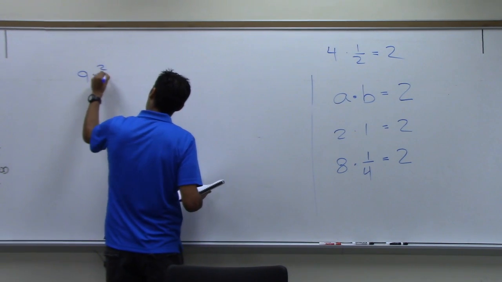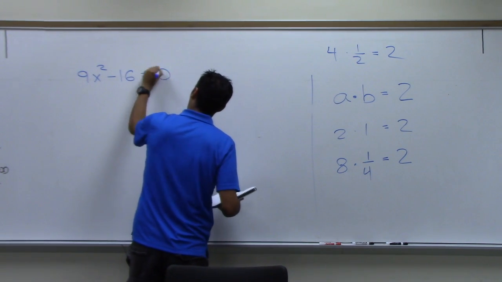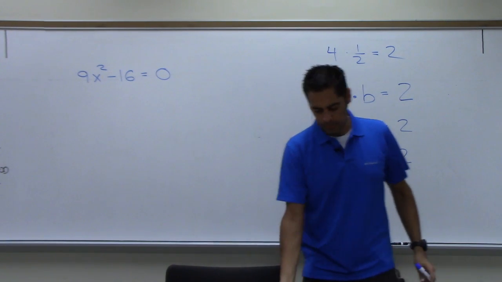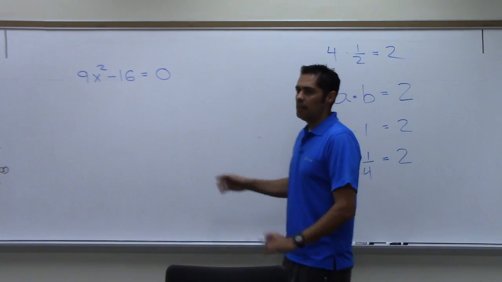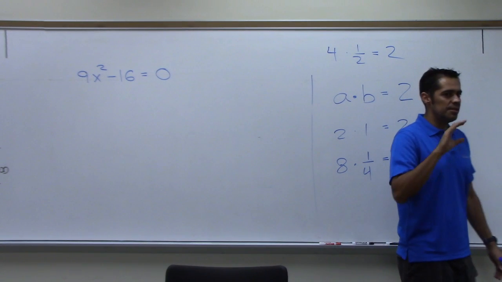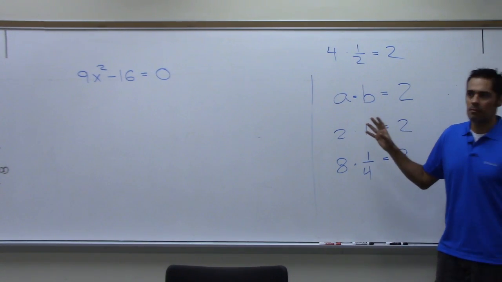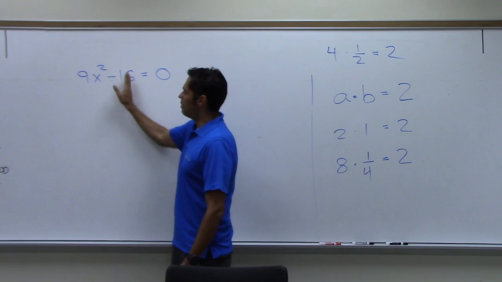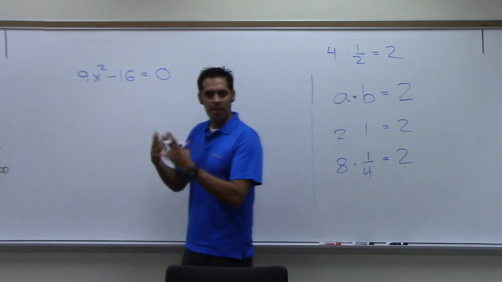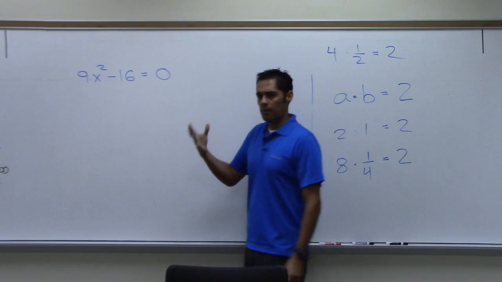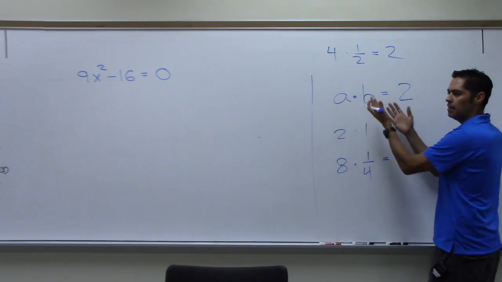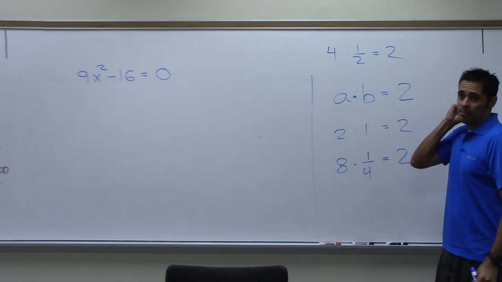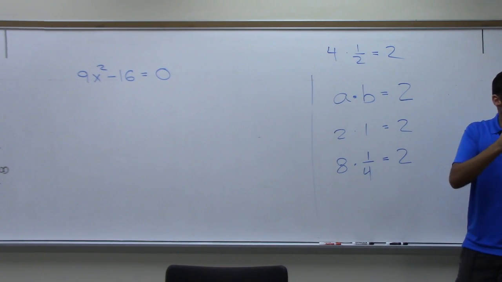9x squared minus 16 equals 0. So is it a quadratic that is set equal to 0? Yes, this is a quadratic, isn't it? X squared makes it quadratic. It's set equal to 0, so we're in business. We just need to see if we can break down the left side into something times something. Right now it's something minus something. But that's what factoring is all about, right?